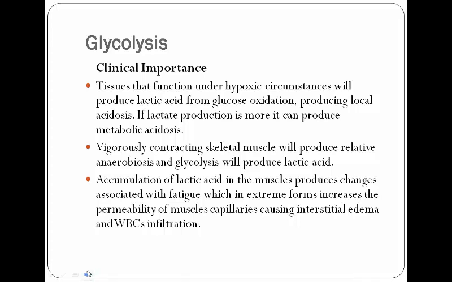See some clinical importance. Tissues also perform their action under hypoxic circumstances. We have certain examples, and at this stage they produce lactic acid from glucose oxidation, producing local acidosis. If lactate production is more, it can produce metabolic acidosis because no oxygen is there now.